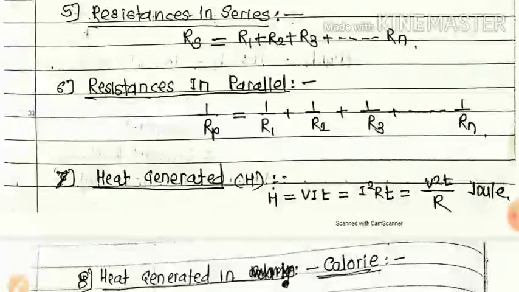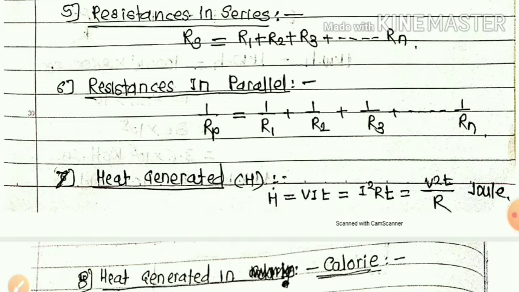Resistance in parallel combination can be calculated as the reciprocal of resultant resistance in parallel, that is 1 upon Rp is 1 upon R1 plus 1 upon R2 plus 1 upon R3 plus up to 1 upon Rn. It means that the reciprocal of resultant resistance in parallel combination is the sum of the reciprocals of the individual resistances.